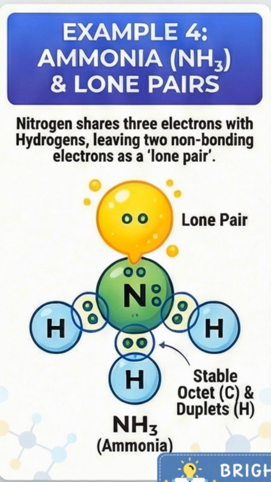Ammonia contains a nitrogen atom with 5 valence electrons bonded to 3 hydrogens. Nitrogen shares 3 electrons to form 3 single covalent bonds and keeps 2 electrons as a lone pair. The bonds give nitrogen an octet and each hydrogen a duplet, while the lone pair influences molecular shape and polarity.